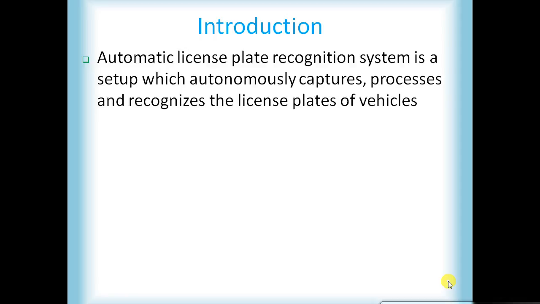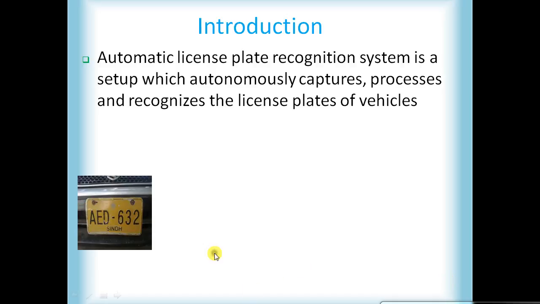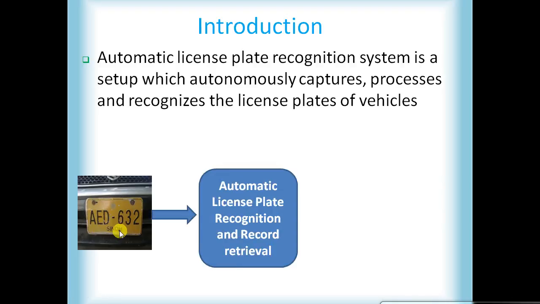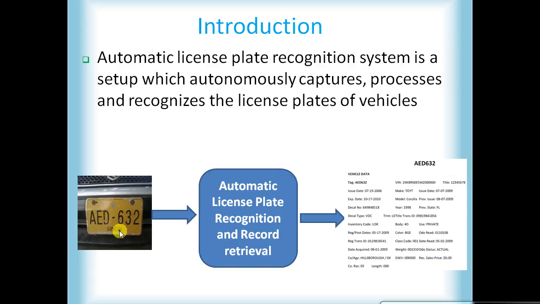ALPR is actually a system where it autonomously captures the images of the number plates and then processes these images, and then it recognizes the license plates of the vehicles. We have an input image which is like this. So this input image is given to the ALPR system. The ALPR system processes it, and then it recognizes the license plate and retrieves the record from the database.